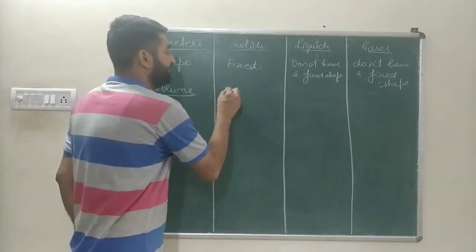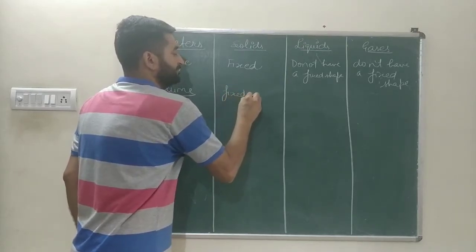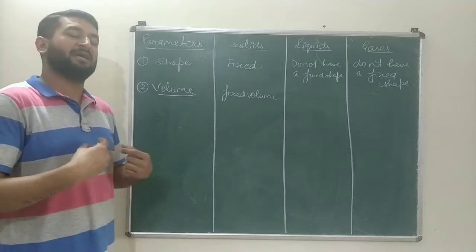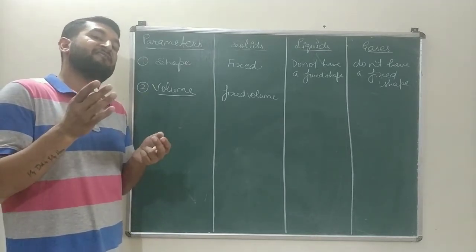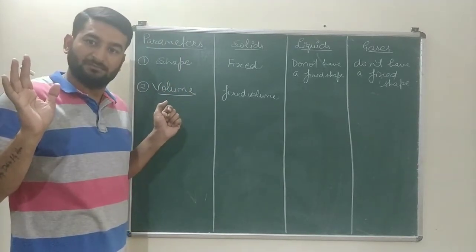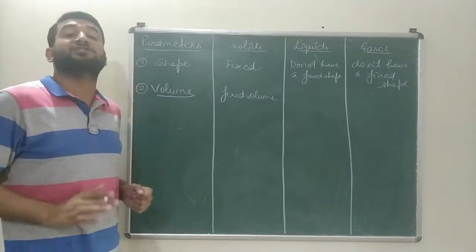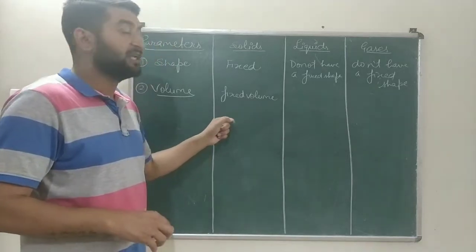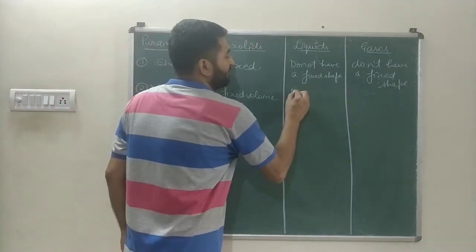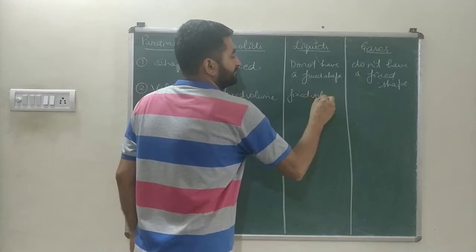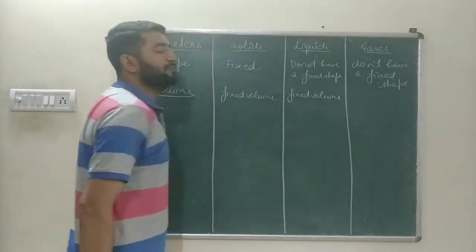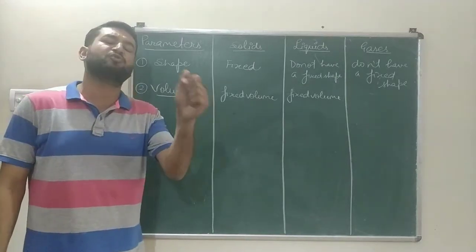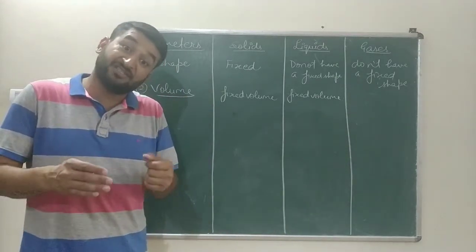Solids have a fixed volume. They occupy the fixed space, whether they're in my house, in your house, or in someone else's house. Solids have a fixed shape as well as a fixed volume. Liquids also have a fixed volume. If you go to the market and buy 1 liter of milk, that 1 liter of milk will remain 1 liter in your house as well. It can change its shape.